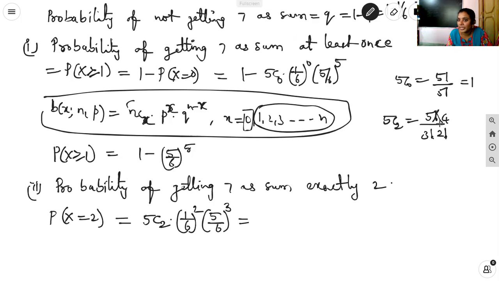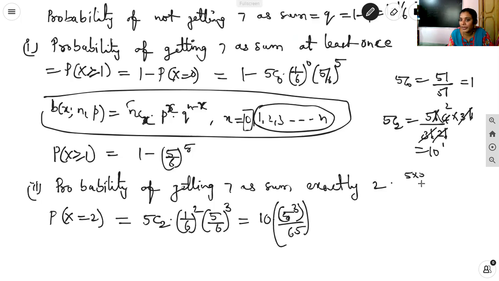5 factorial can be written as 5 into 4 into 3 factorial. 3 factorial cancels. 2 ones are 2, 2 fives are 10. So the 5c2 value is 10. It's 10 into 5 cube by 6 power 5. 5 fives are 25, 25 fives are 125, 125 into 10 is 1250. And 6 power 5 means 6 sixes are 36, 36 into 6.